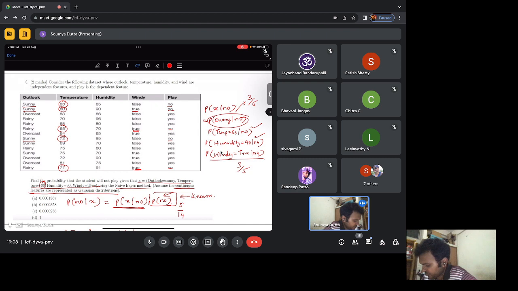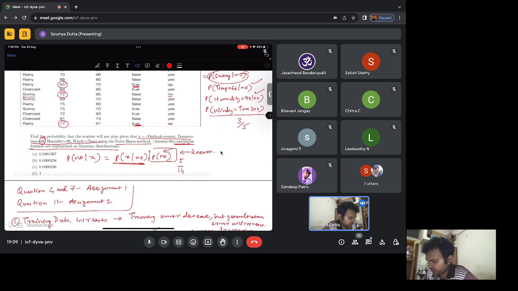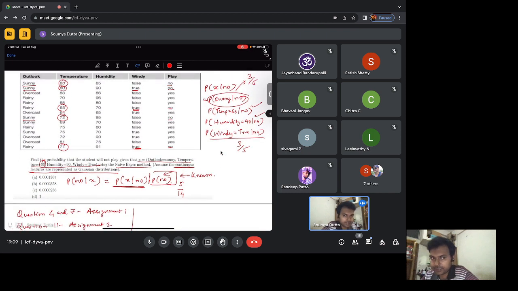So if I am not mistaken, in the naive Bayes method, for the question that was asked before, if you are asked to find the probability that the student will not play using the naive Bayes method, in most cases you won't have to do the denominator part. You can just leave it and compute the numerator part, and that will be your answer. Okay, so that is it. Was this clear about how you can handle the continuous variables?